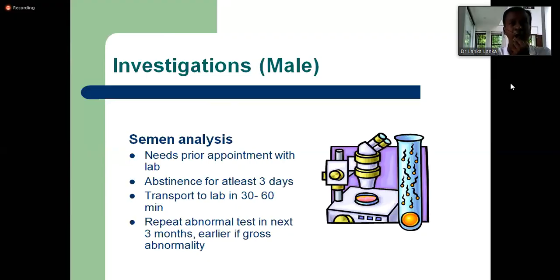Then the seminal fluid analysis, you have to know about the seminal fluid analysis, what are the quantitative reference ranges, and how to collect the seminal fluid sample. Please, they have to have 3 days abstinence, and then it is better to collect in the laboratory, or if they collect from outside, they have to bring the sample within 30 to 60 minutes to the reference lab.